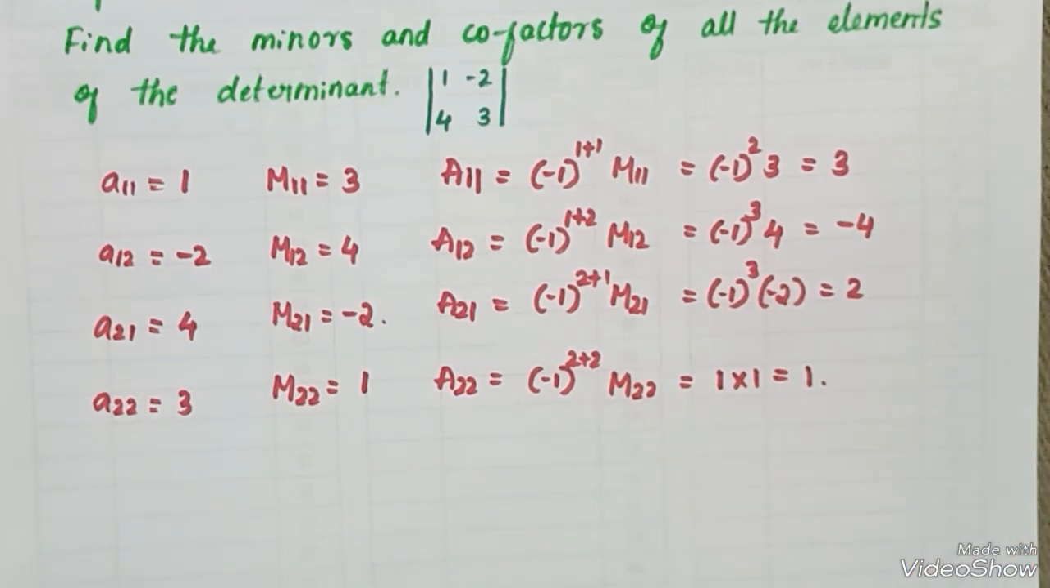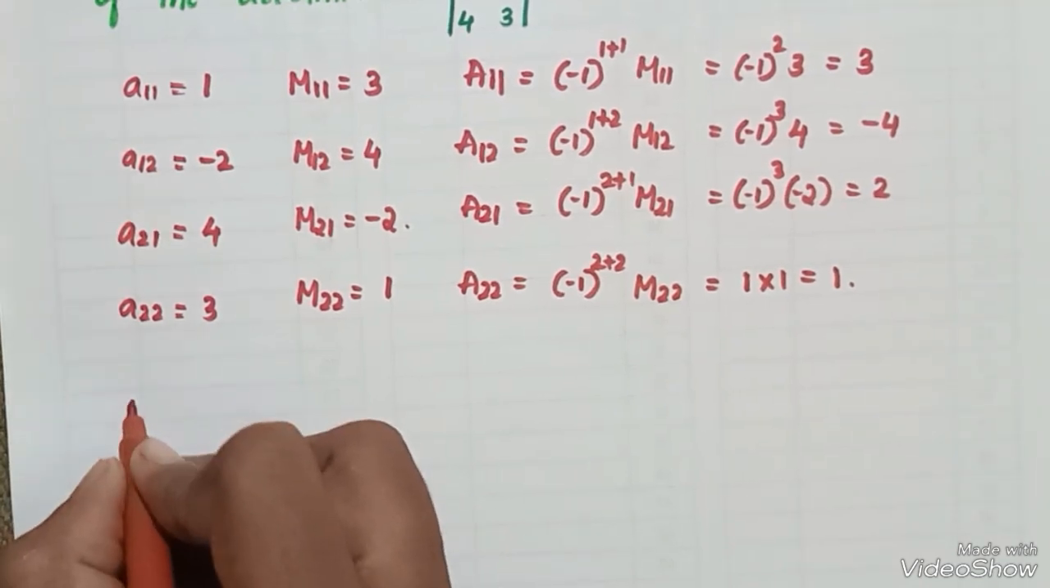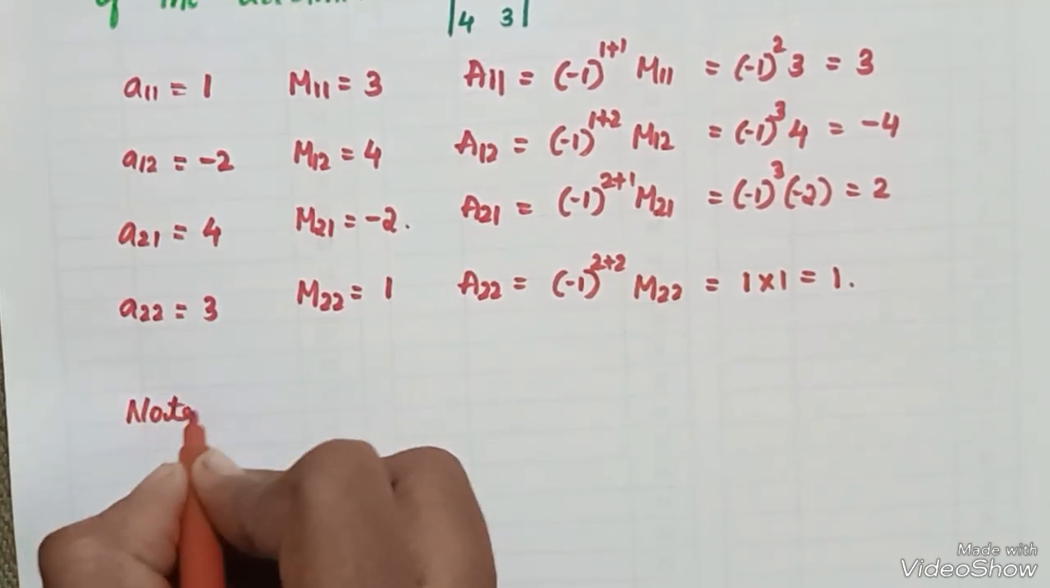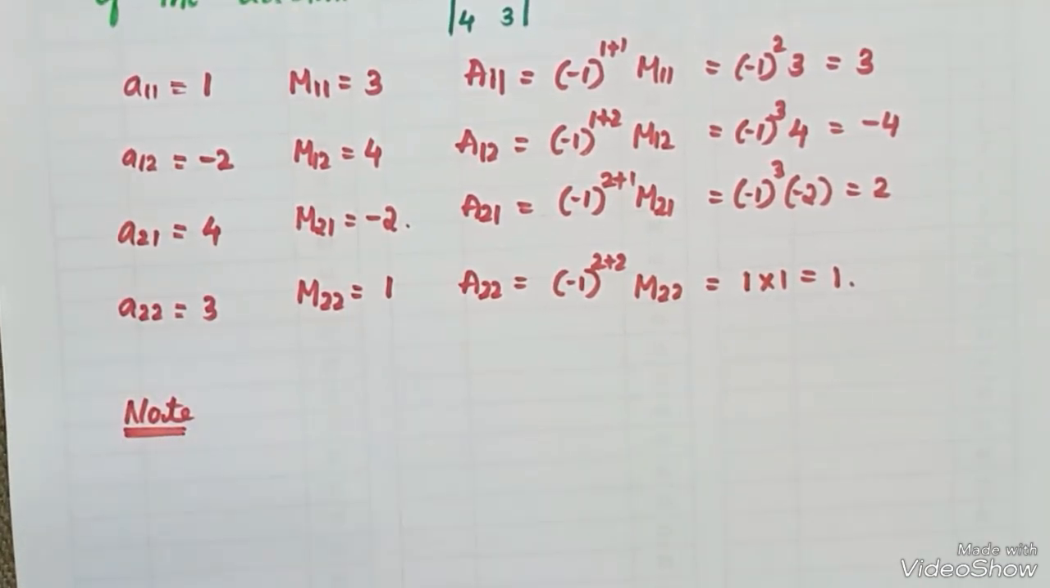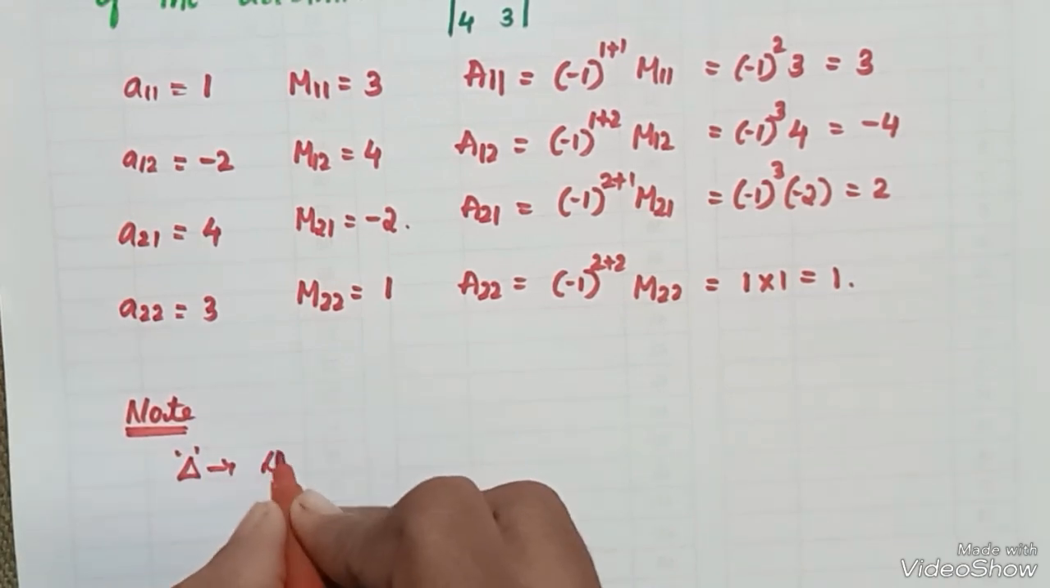Therefore the minors and cofactors of the determinant are solved here. Next there is a note, or a remark: delta means the determinant value.